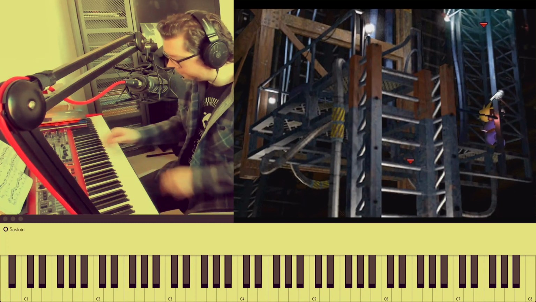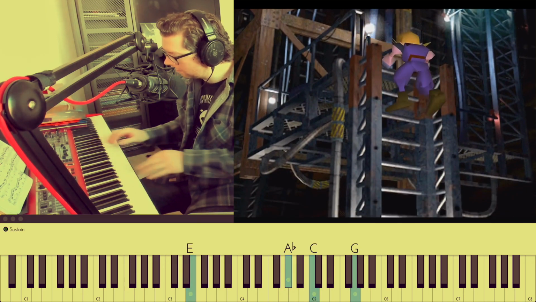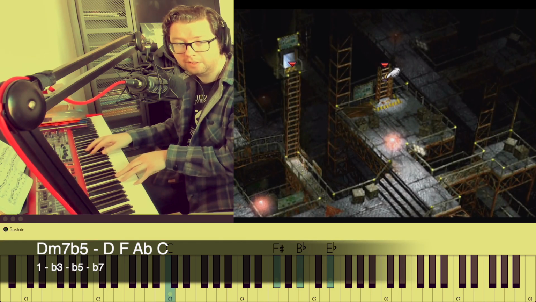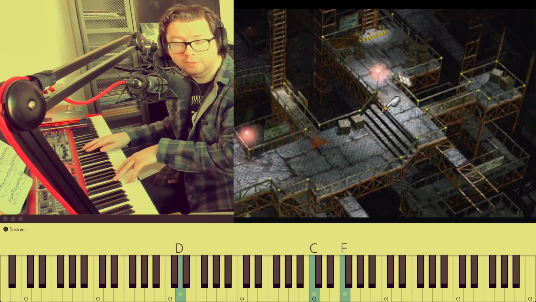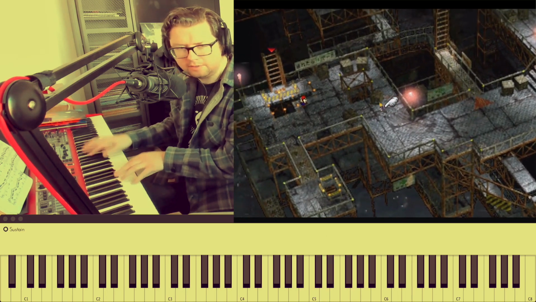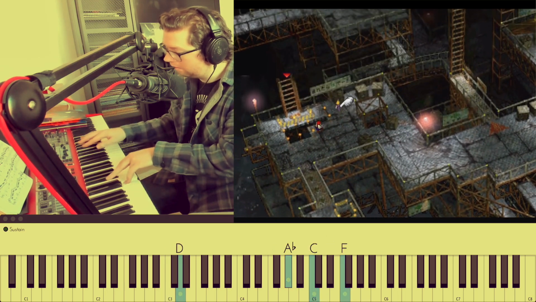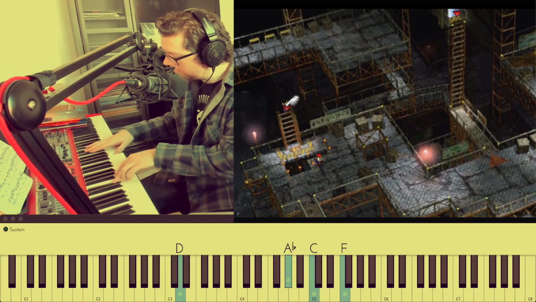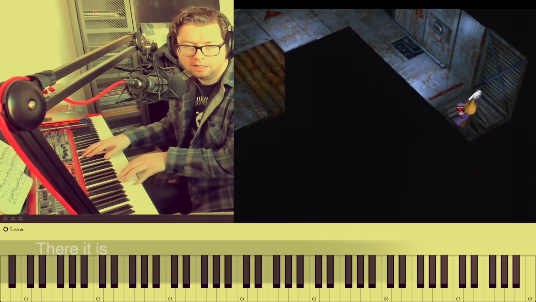So C minor 7 flat 5, D minor 7 flat 5. And then if we continued in the same pattern it would be, but we have this extension, so if it just continued like you would think. Well, that's it. And that's quite creepy.